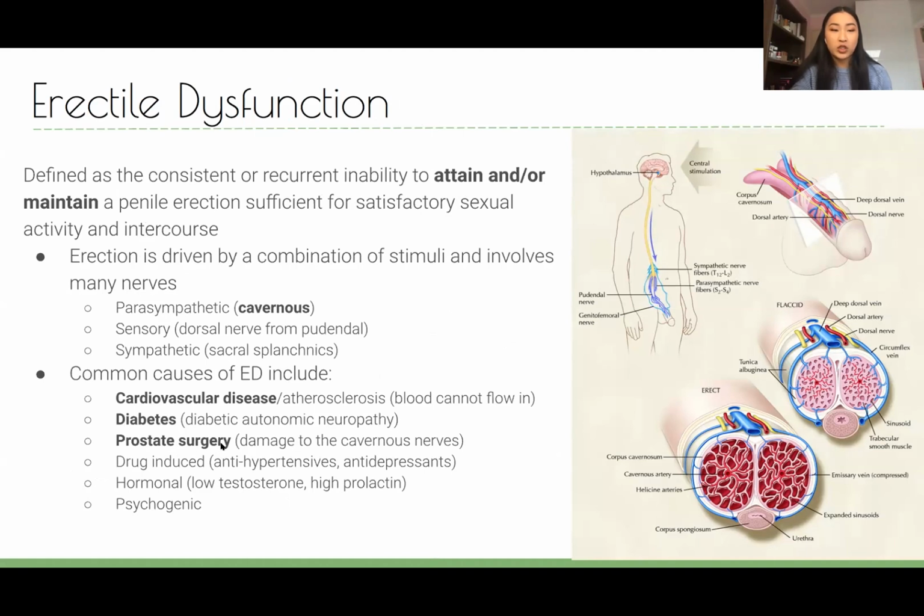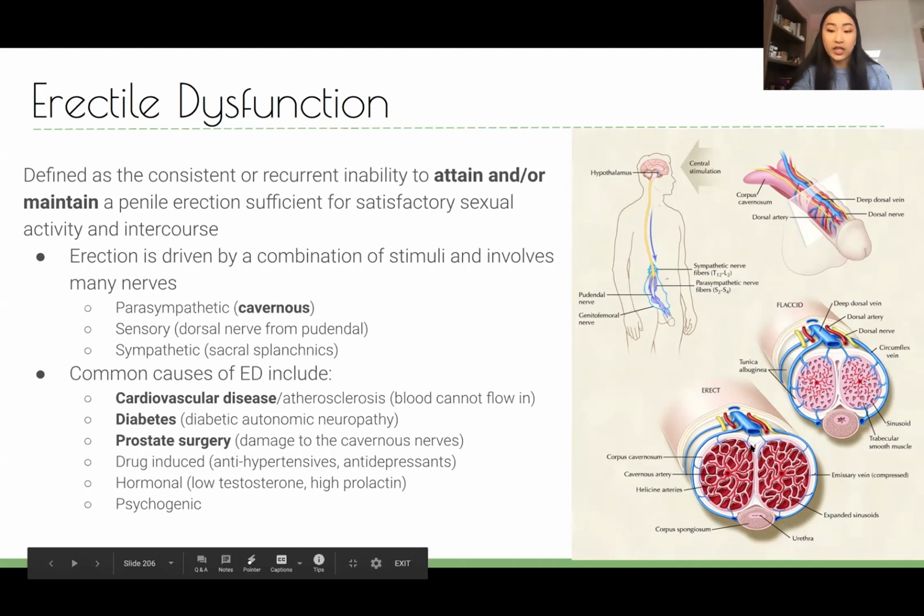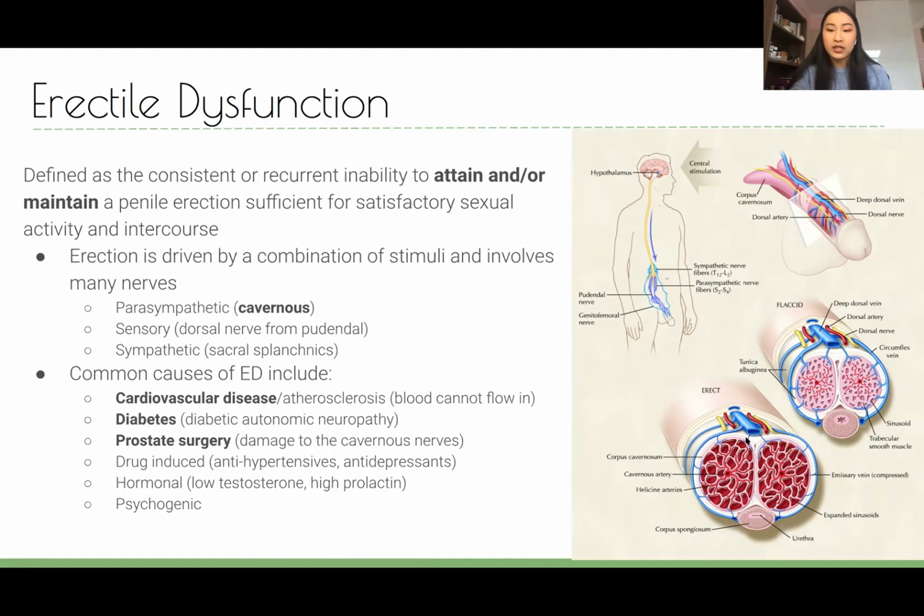So JJ, I believe, has already talked about the mechanism of an erection. Essentially, it's a combination of stimuli coming through various nerves, including the cavernous nerve, importantly. And that triggers these arteries here, the cavernous arteries, to dilate and fill with blood. That causes the sinusoidal spaces around here to dilate and fill with blood. And that compresses on this deep dorsal vein here, which means that you're not only getting more blood inflow, but you're blocking the outflow. And that's what triggers an erection. So you can think of it mechanistically of what might cause issues along that pathway.